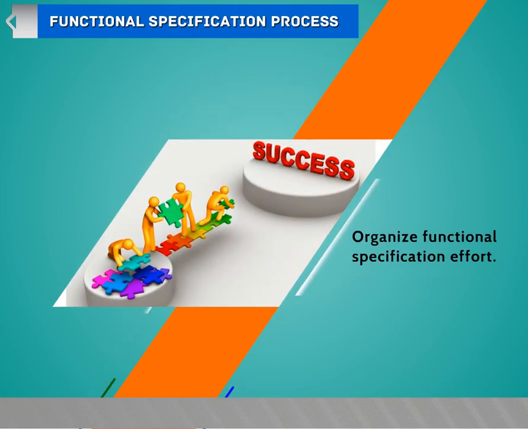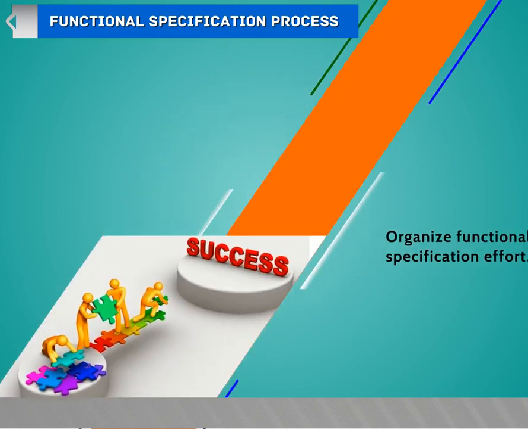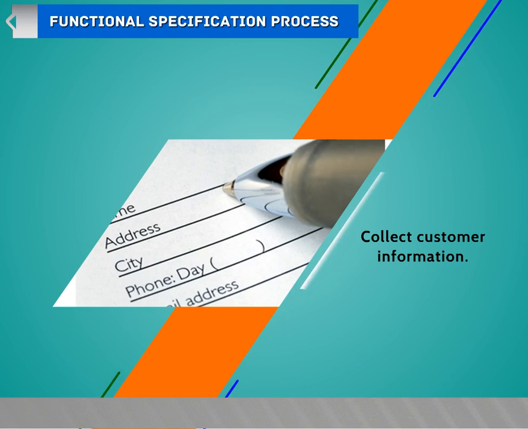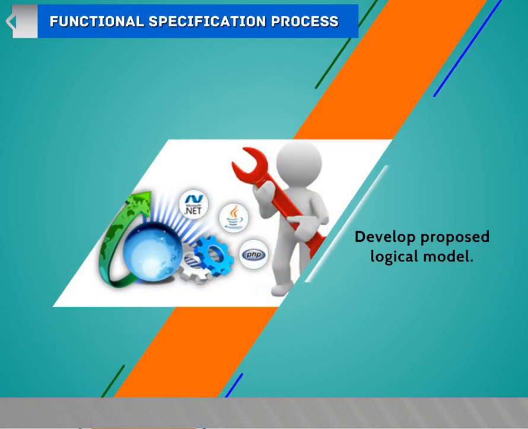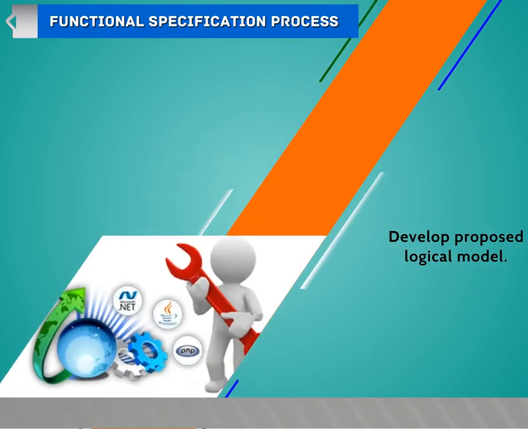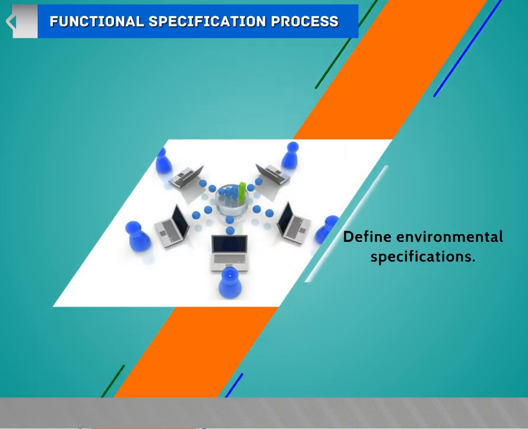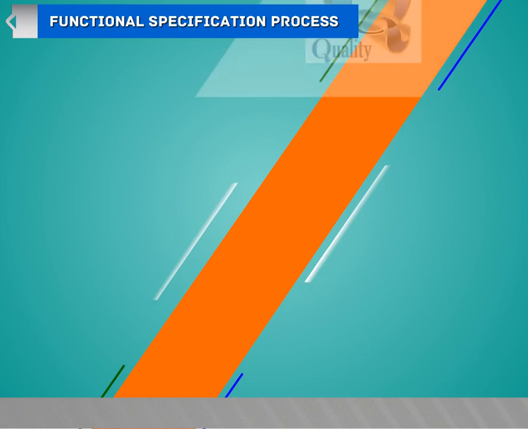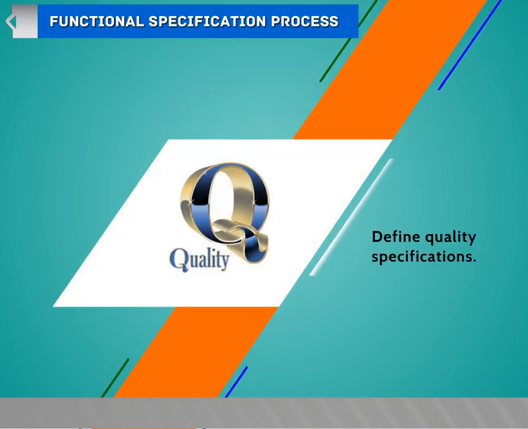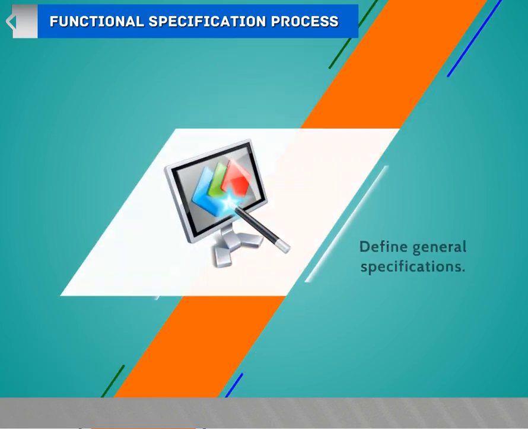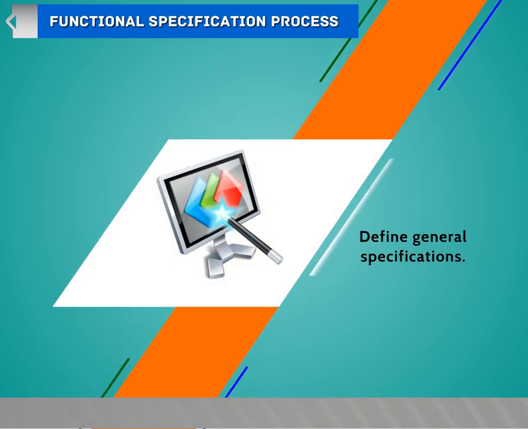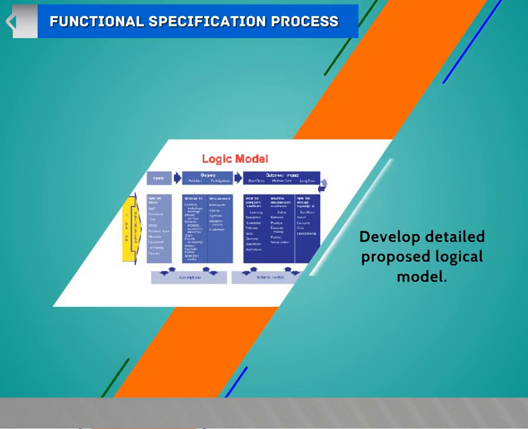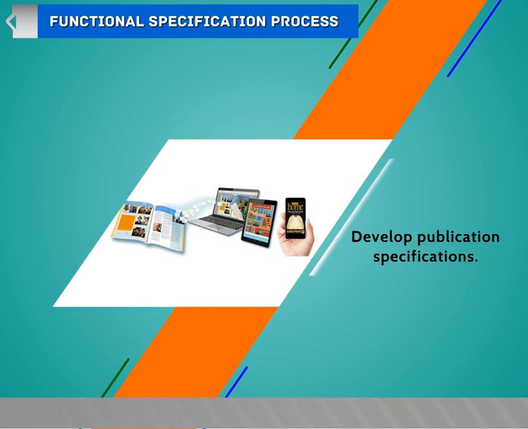Functional specification process. Organize functional specification effort. Collect customer information. Develop proposed logical model. Define environmental specifications. Define quality specifications. Define general specifications. Develop detailed proposed logical model. Develop publication specifications.